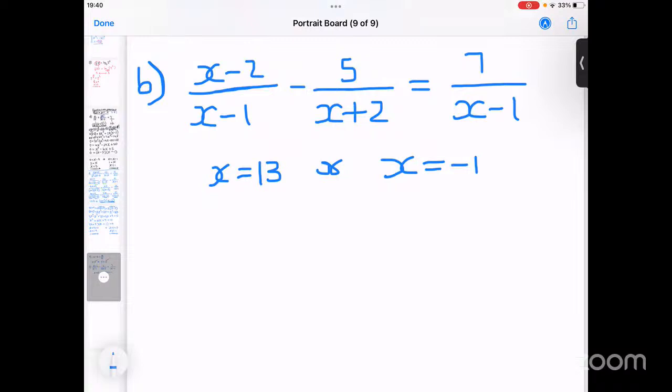Okay, let me find another question. It's another question, which is x plus 6, x squared minus 4, and minus.